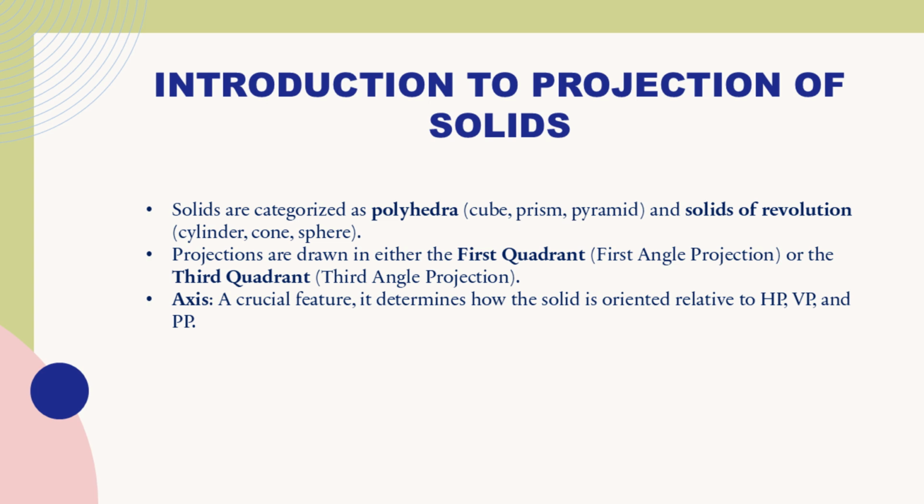These projections are created in either the first quadrant, first-angle projection, or the third quadrant, third-angle projection. The axis of the solid is a crucial feature, as it determines how the solid is oriented relative to the horizontal plane HP, vertical plane VP, and profile plane PP. This method is essential for accurately depicting the dimensions and shape of solids in engineering drawings.